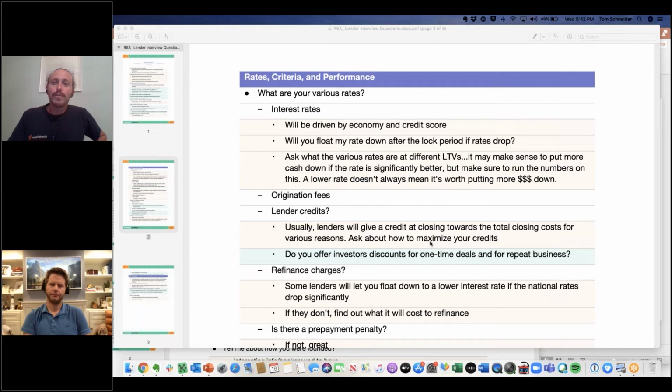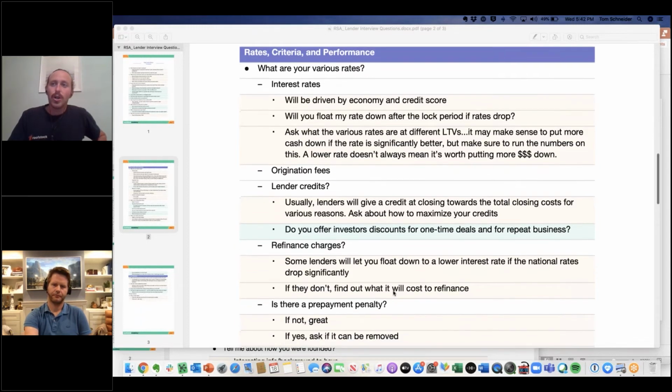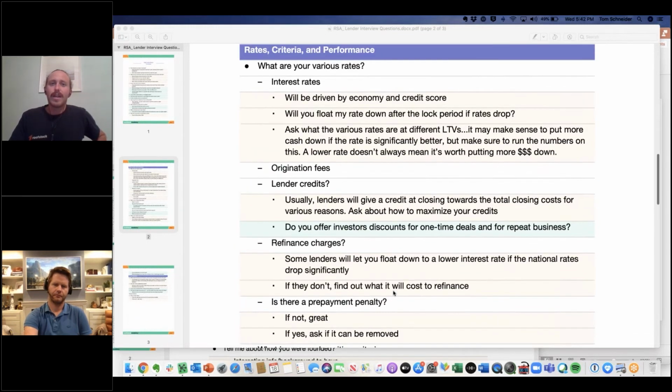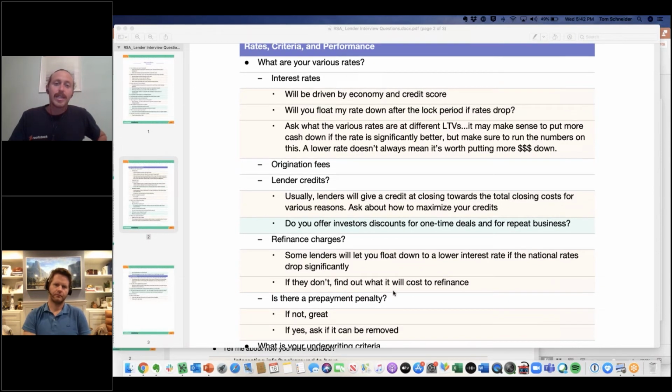Asking about refinance charges. Do they have them? That's super important to know down the road. If you're buying a property that you're expecting some appreciation or you're buying into equity day one, you might absolutely look to refinance later down the road. So knowing what that looks like ahead of time, I think, is really important when selecting and determining what lender to work with.